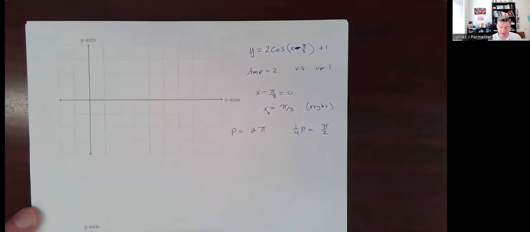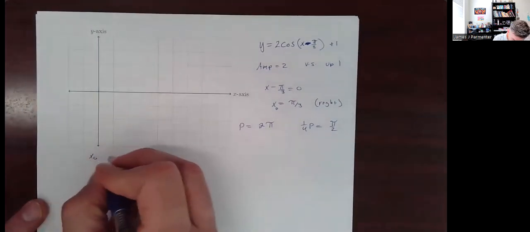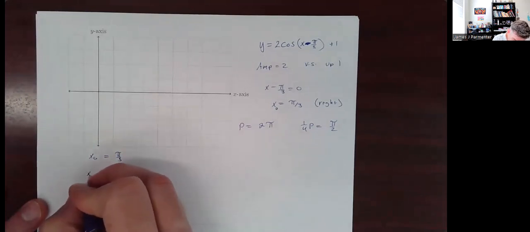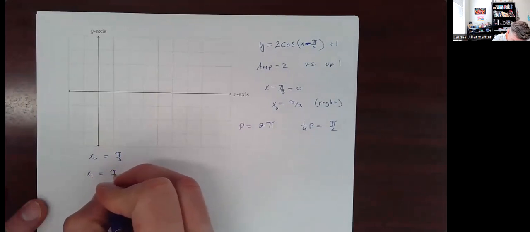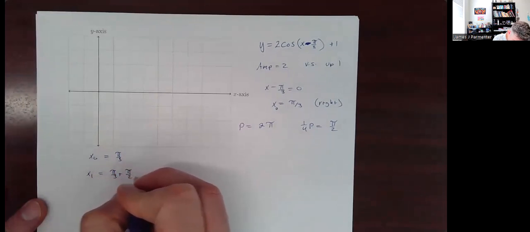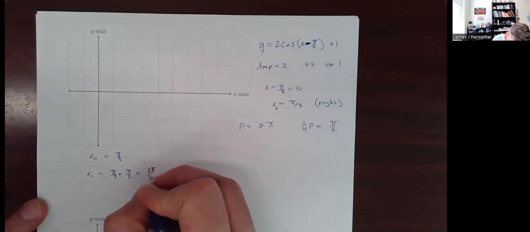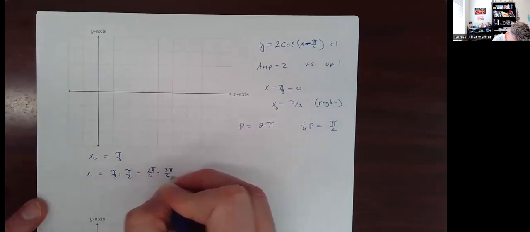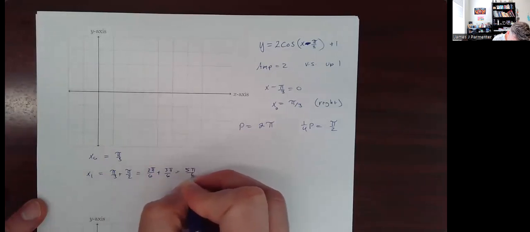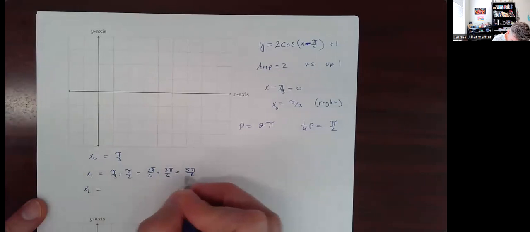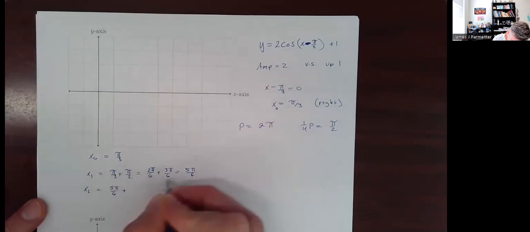So now to find my x values, my beginning x value is pi over 3. My next x value, x sub 1, is pi over 3 plus a quarter of a period. Common denominators, I need a 2 pi over 6 plus a 3 pi over 6 to get a 5 pi over 6. X sub 2 is going to be the previous value, 5 pi over 6 plus a quarter of a period.